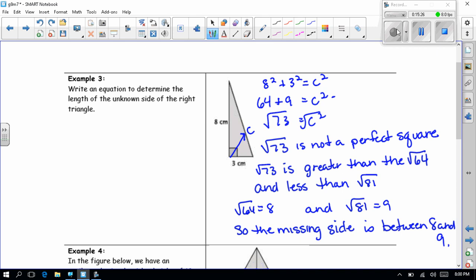Actually, 73 is closer to 81 than it is to 64. So we know that it's actually going to be a little bit closer to 9 than it is to 8.